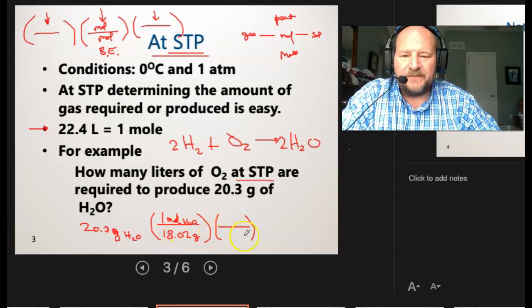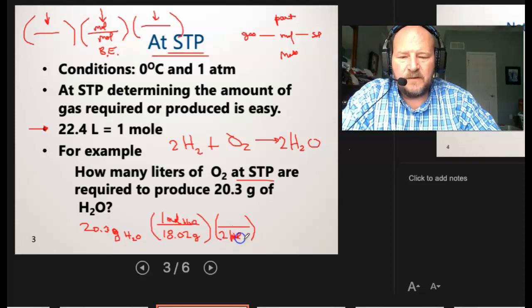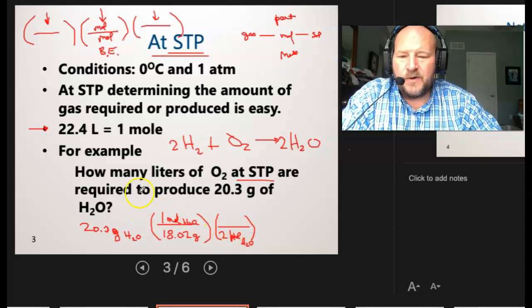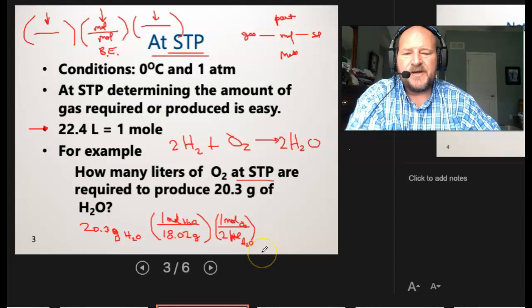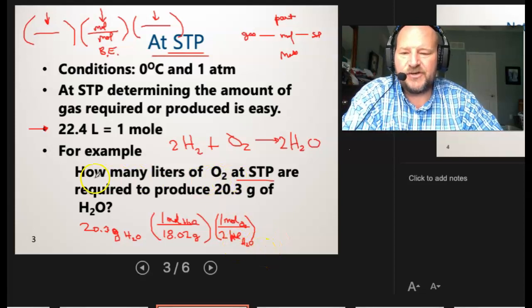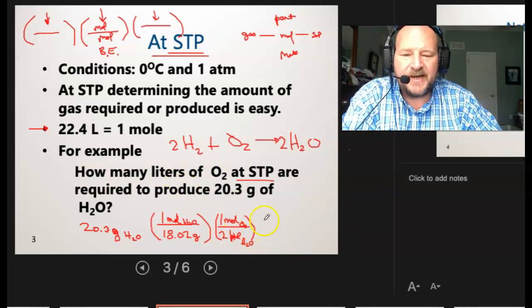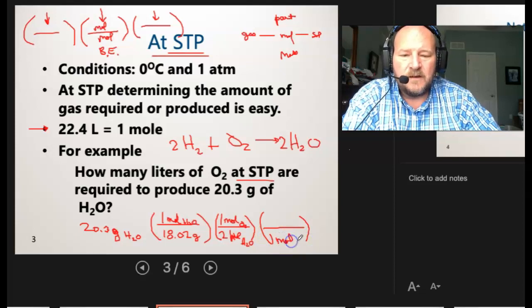So again, we're trying to get from water, so we're going to put water in the bottom here. So it's going to be 2 moles of H2O. And we want to get to O2 gas, so that's going to be 1 mole of O2 on top. All right, and now here comes the new piece. Here, we're not looking for a mass of oxygen, we want to know a volume, and we're going to treat it like a gas, and we're going to be at STP, which means for every 1 mole of O2.